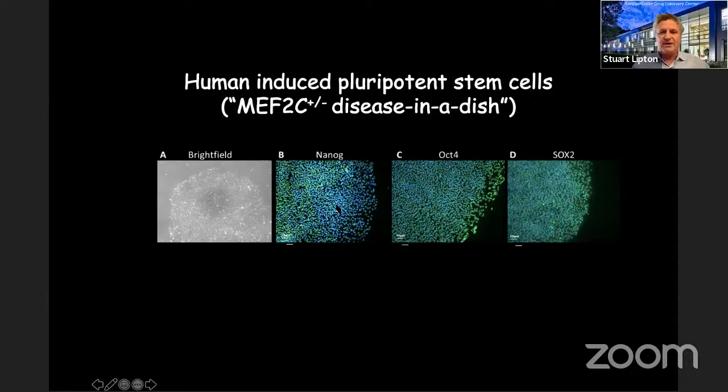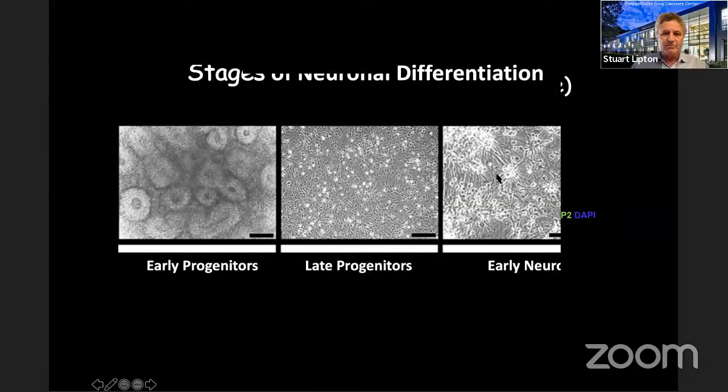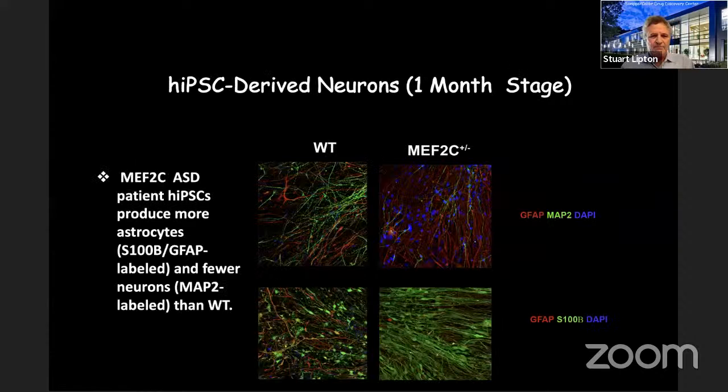These show that we've made NPCs, that is pluripotent cells. We then can take them through the various stages to make neurons. They start to look like neurons, but importantly, they stain to show they're neurons. They have the electrophysiological characteristics of neurons. We also have done single-cell RNA-seq, and I'll tell you about that in a minute.